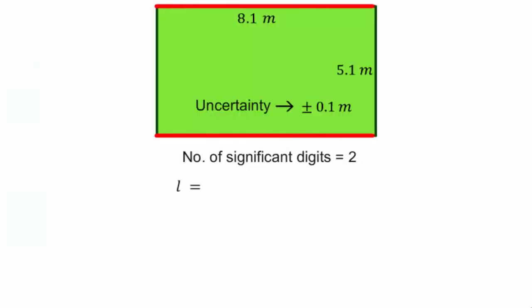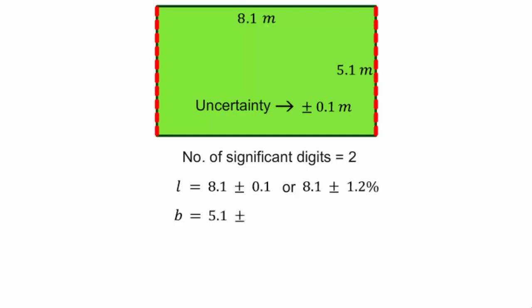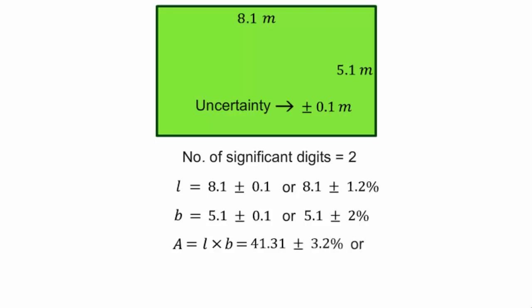Here, the length can be written as 8.1 plus or minus 0.1, or 8.1 plus or minus 1.2%. And the breadth can be written as 5.1 plus or minus 0.1, or 5.1 plus or minus 2%. Hence, using the combination of errors rule, the area of the field calculated as the product of these two quantities would be 41.31 plus or minus 3.2%, or 41.31 plus or minus 1.3 square meters.